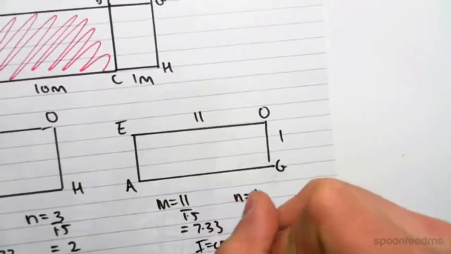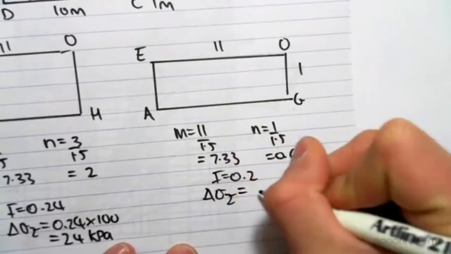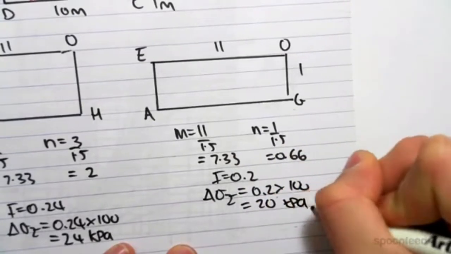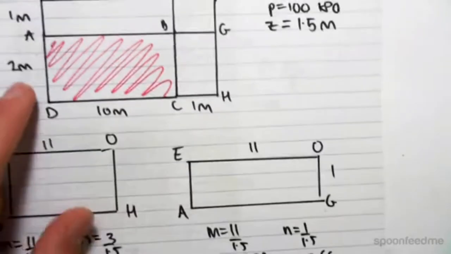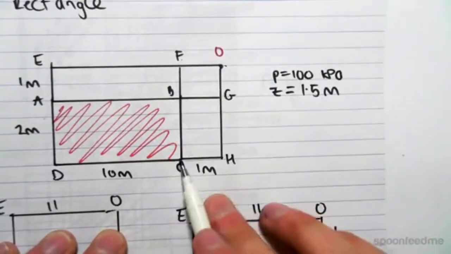Okay, so we have I equals 0.2, which means that the change in stress would equal 0.2 by 100, which is 20 kPa. Okay, so that's this shape. So we found this big shape, this shape. We're now going to go ahead and find OFCH.